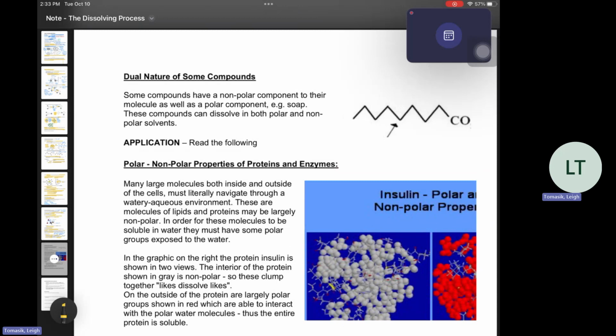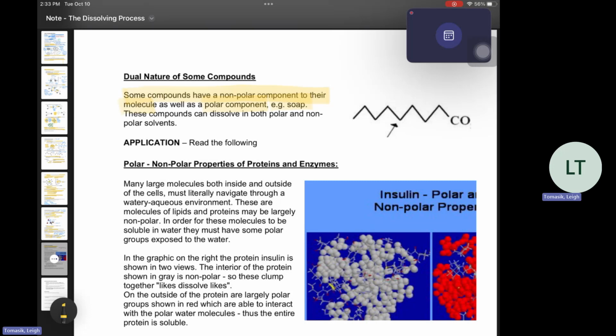Some other applications of solubility: washing stuff, getting stuff clean. Okay, some compounds have a nonpolar component to their molecule as well as a polar component, like soap. So here's the thing. You are eating maybe a hot dog or a hamburger and you have some mustard on it and you spill the mustard all over your shirt. Mustard gets its flavor from oils, right? And if you just rinse your shirt underneath some water, the mustard stays there, right? The oils stay there and they can stain your shirt.